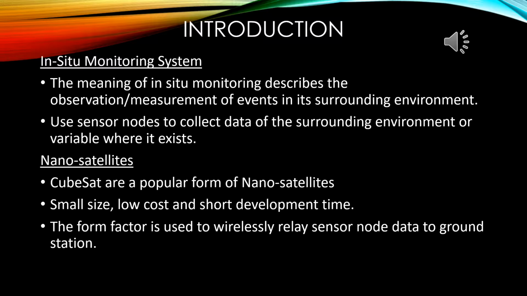Then it's about a nano-satellite. Nowadays, nano-satellite is popular to be used for in-situ monitoring system. In this project, we had chosen CubeSat as the nano-satellite. CubeSat is small in size, low cost, and had a short development time. The form factor is used to wirelessly relay sensor node data to ground station.